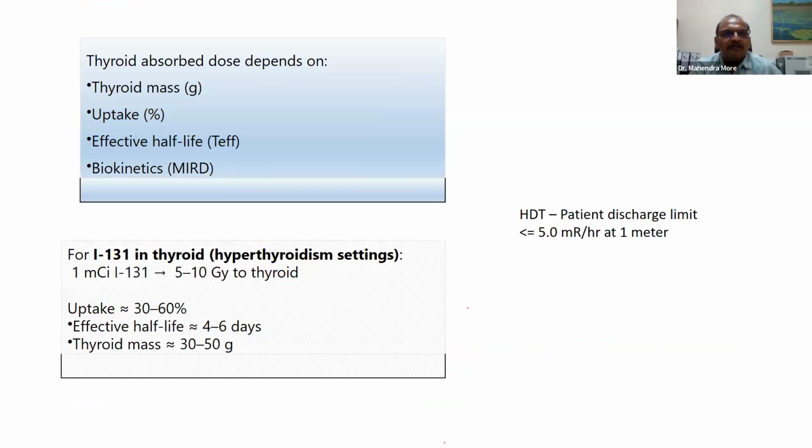So, for example, in a thyroid gland, how much is the uptake? Depending on the uptake, we do the dosimetry study. For example, 1 millicurie of iodine, if you administer it orally, gives around 5 to 10 gray dose to the thyroid, with an uptake of around 30 to 60%. On average, with 50% uptake, 1 millicurie gives around 5 to 10 gray to the thyroid, with an effective half-life of around 4 to 6 days and a thyroid gland mass of around 30 to 50 grams. Okay. For a high dose therapy, we have a discharge limit of 5 mR per hour.